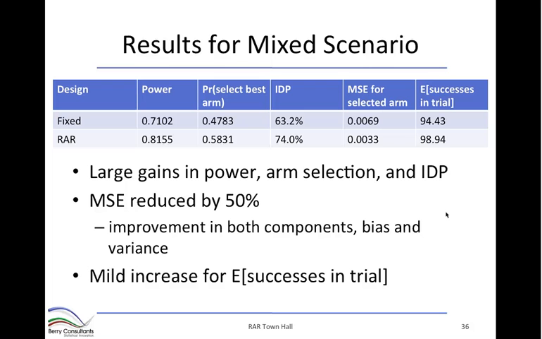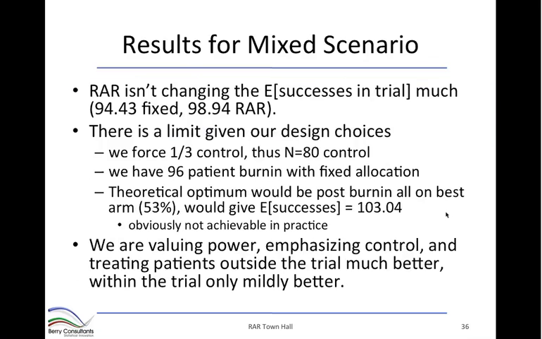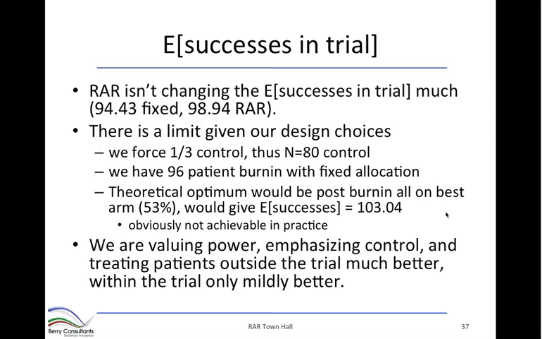So one question to ask here is, I always thought RAR was motivated by patients in the trial. Well, why is that only 4.5? It doesn't look that much bigger on a percentage basis. And again, the reason for this is what I set up as my choices. I was emphasizing power. Power requires controls. We established that in 2 arms, so I maintain the control allocation. By doing that, when I forced 1/3 of the patients on the control, I'm guaranteeing 80 patients on the control. I have a 96-patient burn-in, again, intending to make sure that I have adequate data on all the subjects.